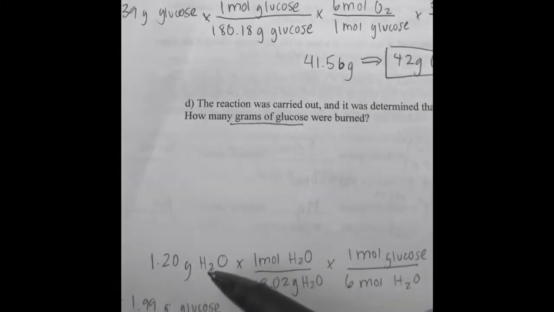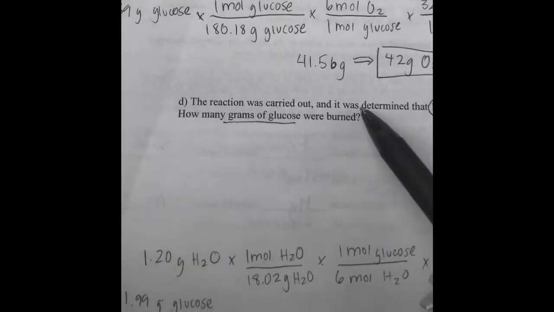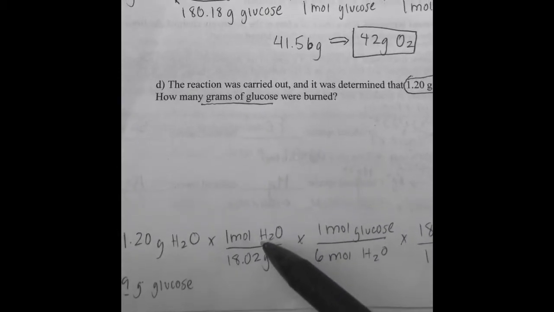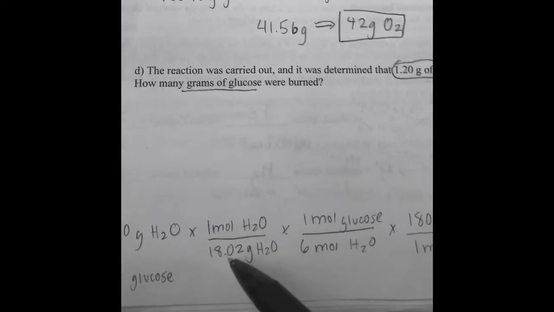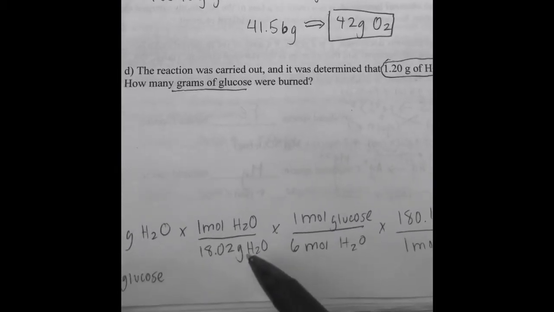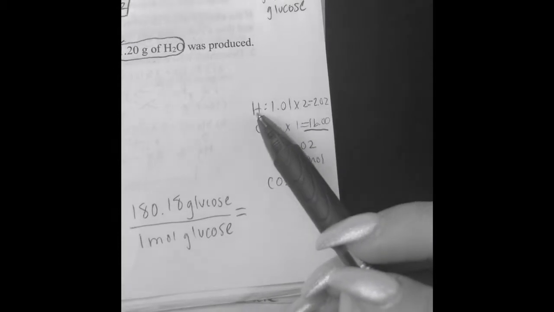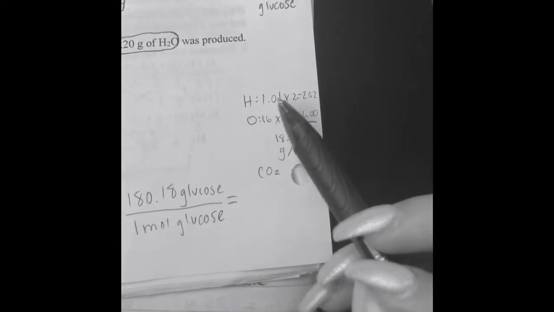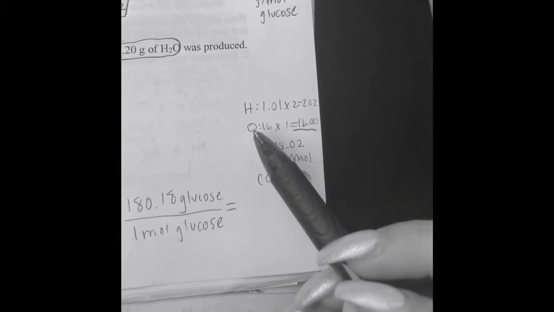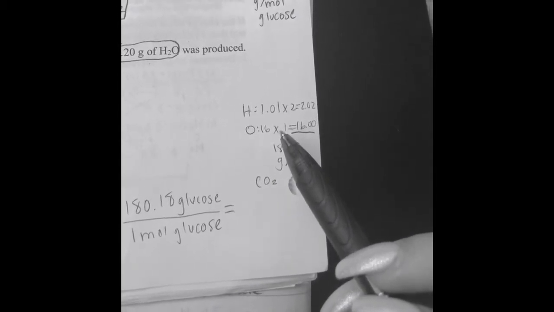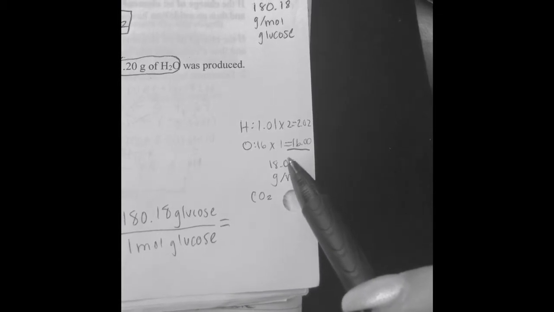So 1.20 grams of water, which is a given, over 1 mole of water. And here we needed to get the mass of water, which I already did on the side. So H2O: hydrogen times 2, so I got the mass and it's 2.02. Oxygen, since there's only one oxygen in water, is 16.00 times 1. We get 18.02 when we add both of them up. And that is what we're going to use for our conversion.